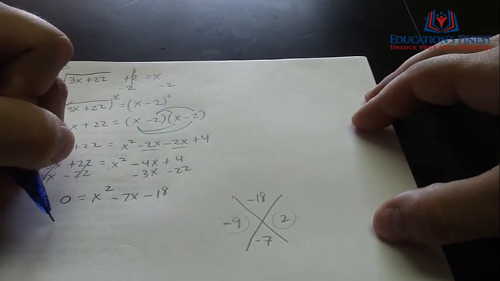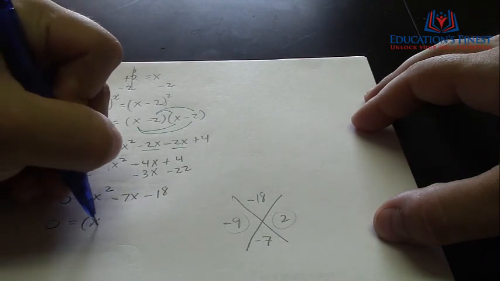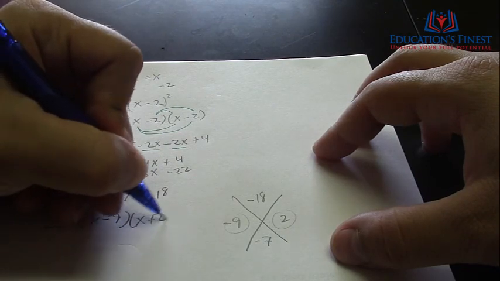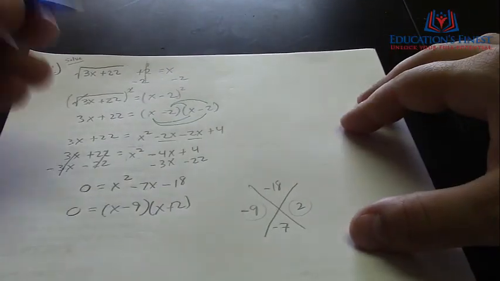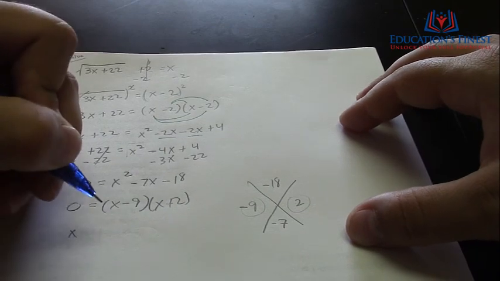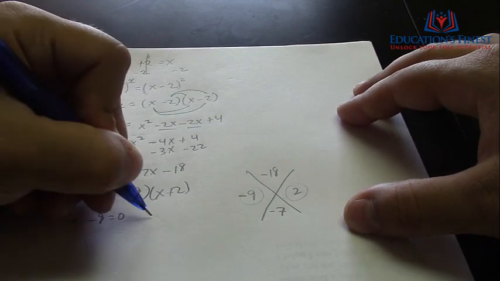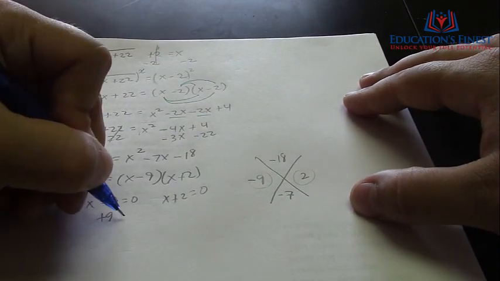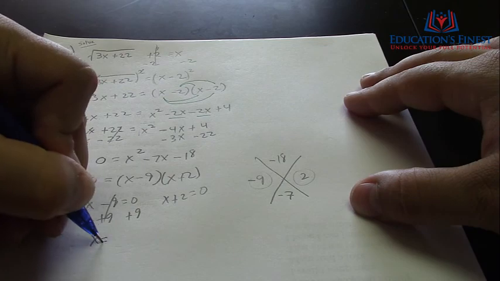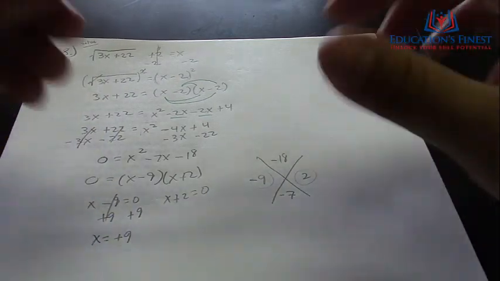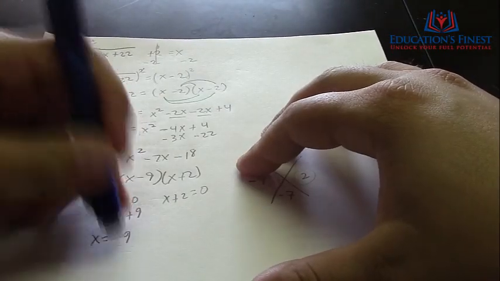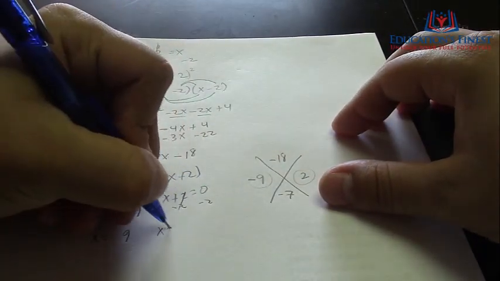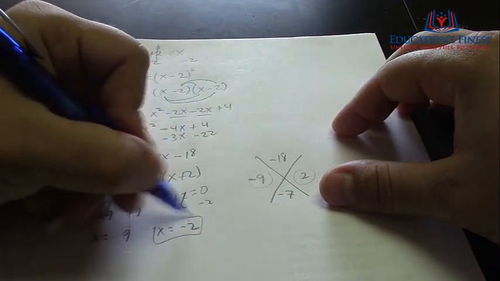So yeah, so we got 0 equals x minus 9, okay, from this guy, and then x plus 2 from this guy. Now you just set each of them to 0. X minus 9 equals 0, x plus 2 equals 0, and solve each of these guys. So you got plus 9, x equals, well I guess we don't really need that positive there. X equals 9, and you subtract 2 here, subtract 2, x equals negative 2. Now these are our answers.